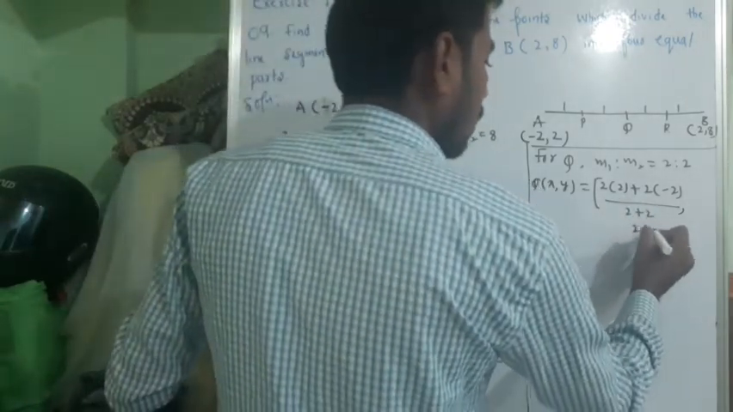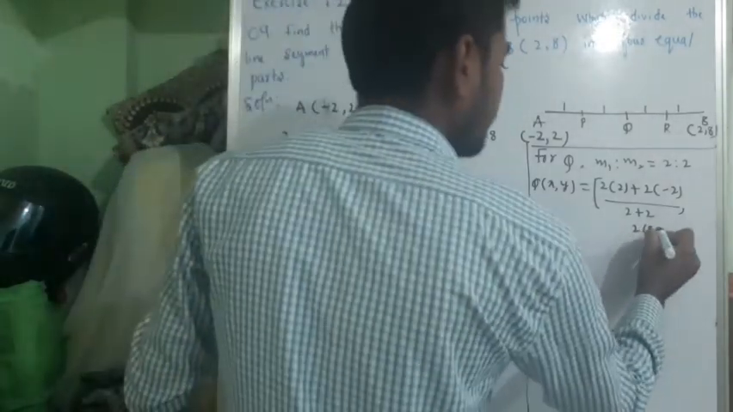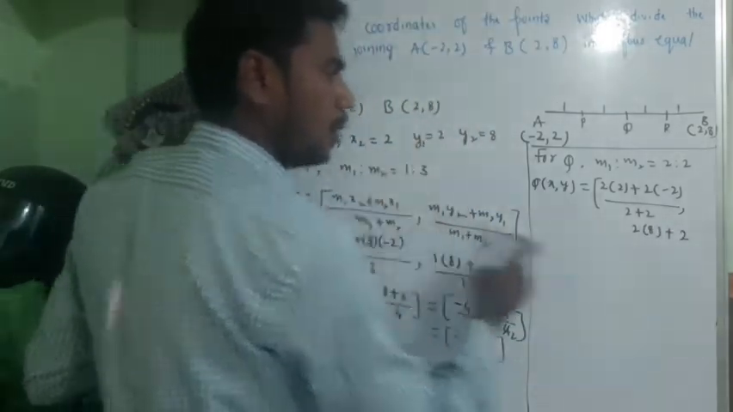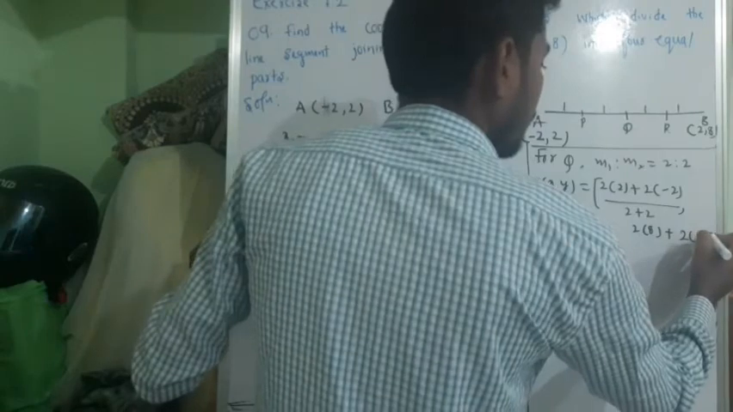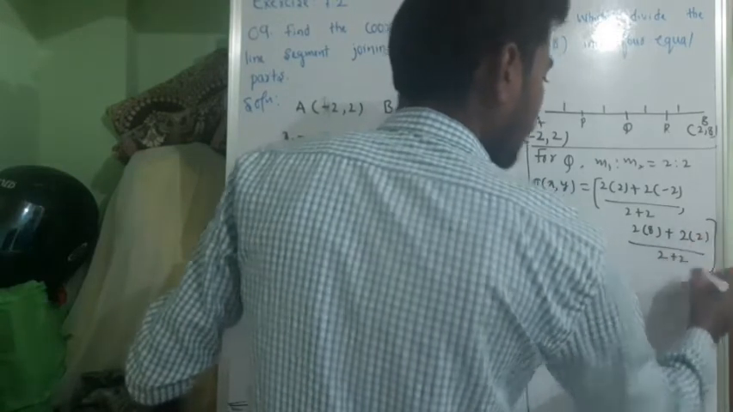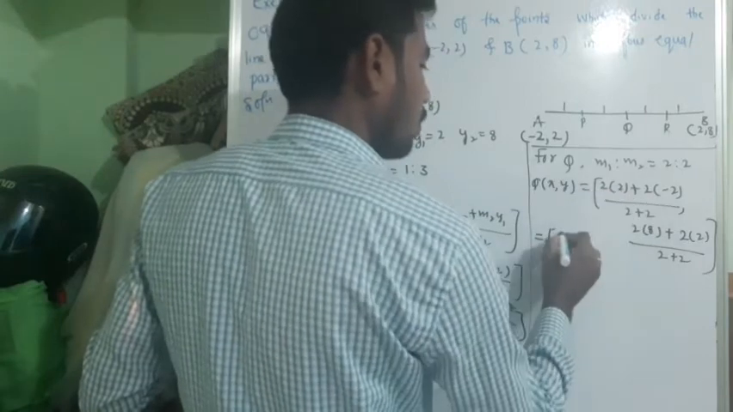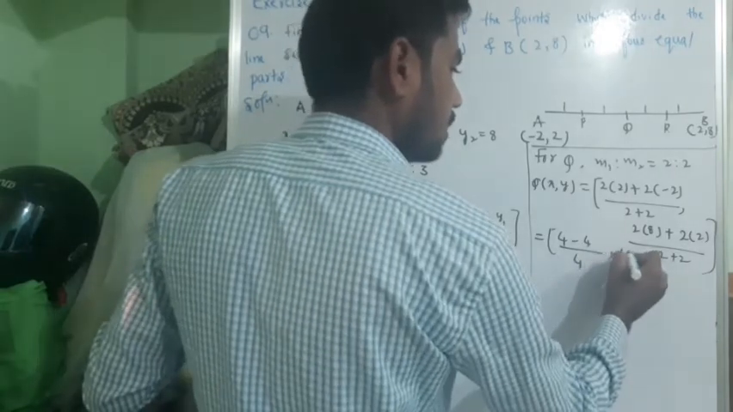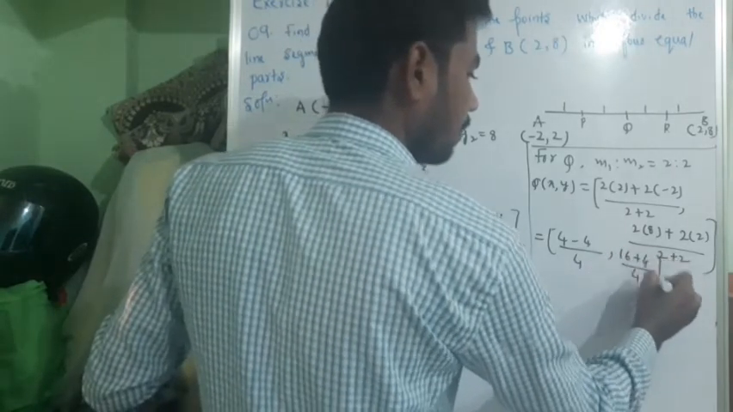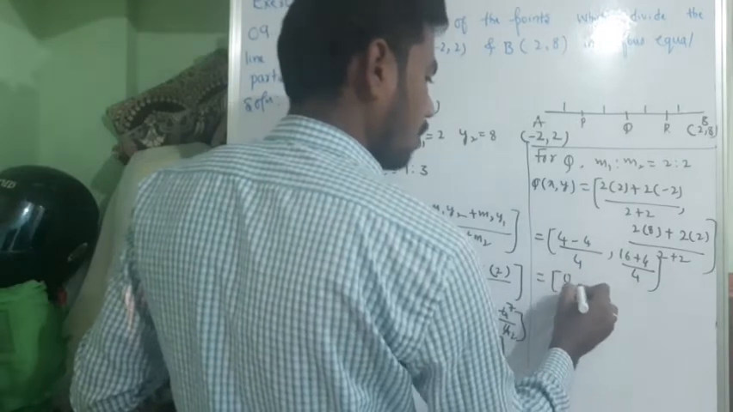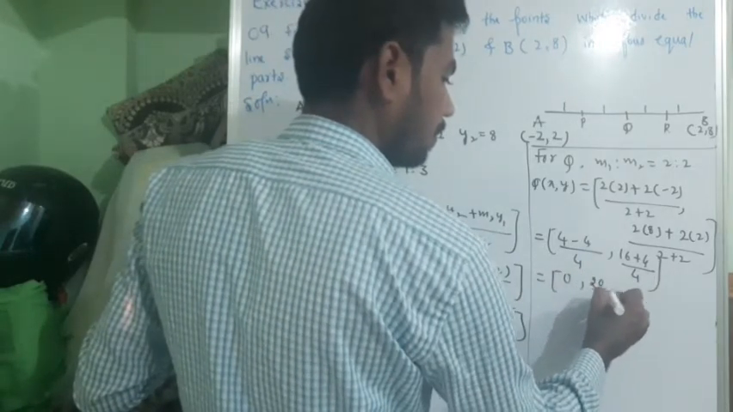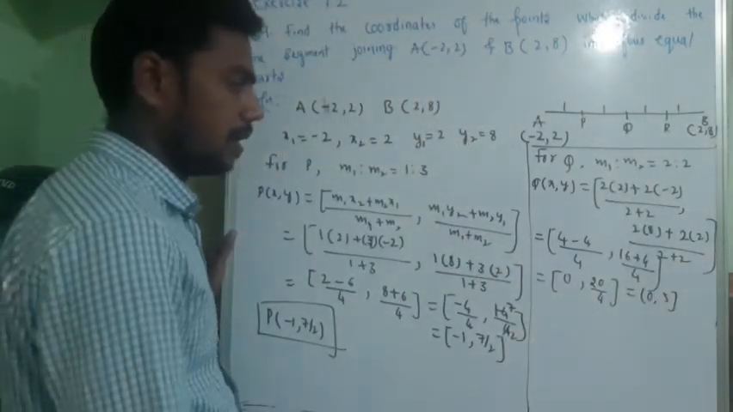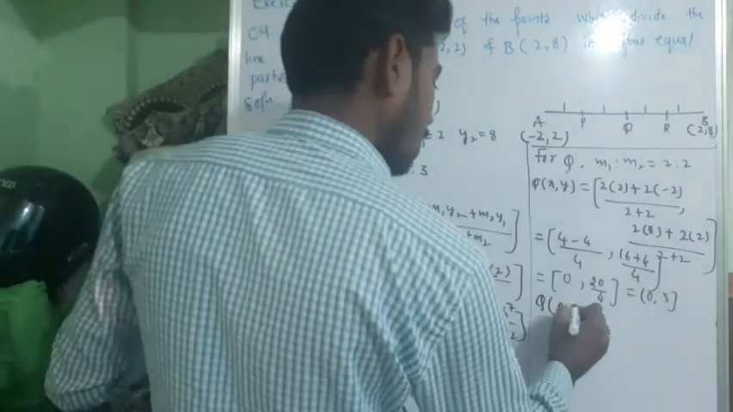M1 y2 plus M2 y1. What is M2? 2. Y1 is 2, divided by 2 plus 2. So 2 plus 2 is 4, 4 minus 4 divided by 4, 16 plus 4 divided by 4. So 0, 20 by 4, or else 0 comma 5. Okay, this is Q, therefore Q is 0 comma 5.